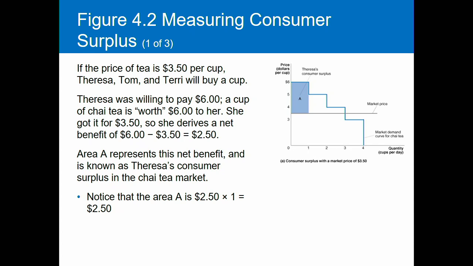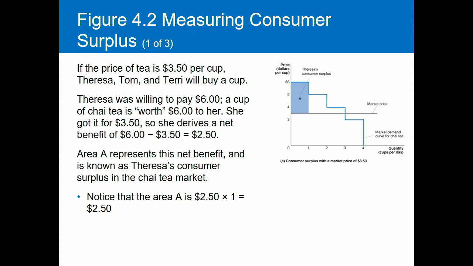So if our price is $3.50 for a cup of tea, anyone who values the tea more than $3.50 is going to end up buying a cup. So let's say we draw a line right here, $3.50, that's our market price. Teresa values it at $6, so she's going to be willing to purchase it. Tom's next at $5. Tom will be willing to purchase it. And Terry, who values it at $4, will be willing to purchase it. The last one, Tim, I think, I forget, doesn't matter. The last guy values it at $3. That's less than the price. He will not be willing to buy the tea.